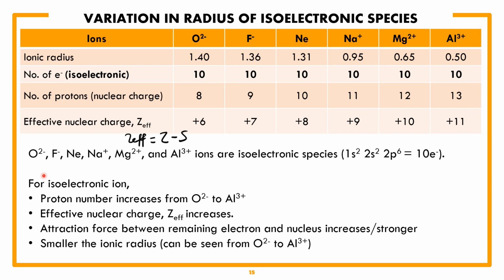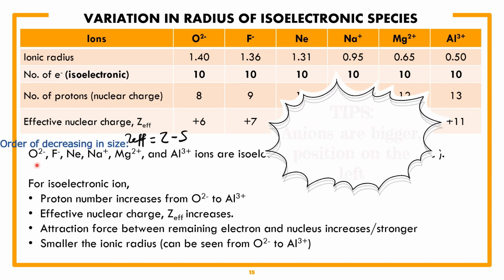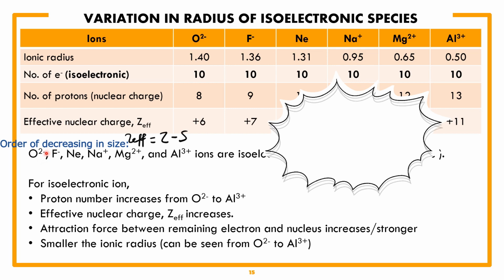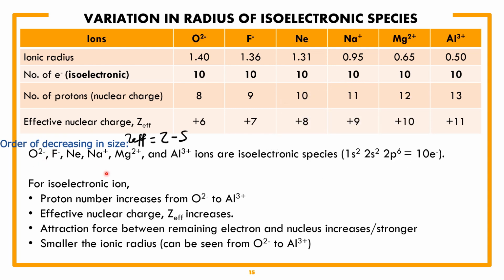So apabila awak nak buat susunan of isoelectronic species dalam bentuk decreasing order macam ini, so please make sure awak susun anion dahulu and letakkan noble gas di tengah untuk memisahkan di antara anion dan juga cation. So di dalam arrangement of this anion, baru awak susun antara O2- and F-. Okay, mana yang lebih besar? So definitely the more the negative charge, the bigger the ionic radius.